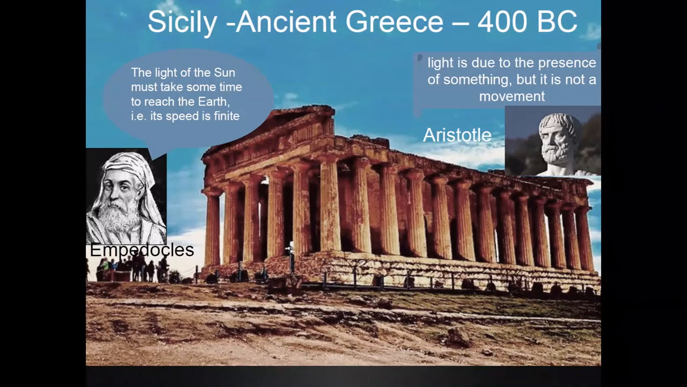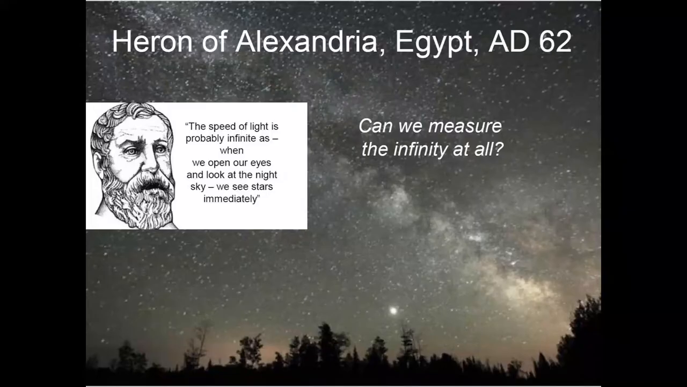Less than 100 years before Christ, Aristotle was being quoted for this sentence: light is due to the presence of something, but it is not a movement. From this, people have concluded that Aristotle was actually supporting that the speed of light is infinite. So we are already with this dualism, which is not the classical dualism problem, already back centuries, millennia. Hero of Alexandria added his bit, working in Egypt, in Anno Domini 62. He said the speed of light is probably infinite because when we open the eyes and look at the stars, this is a beautiful image of the Milky Way, we see stars instantaneously. There is no delay.